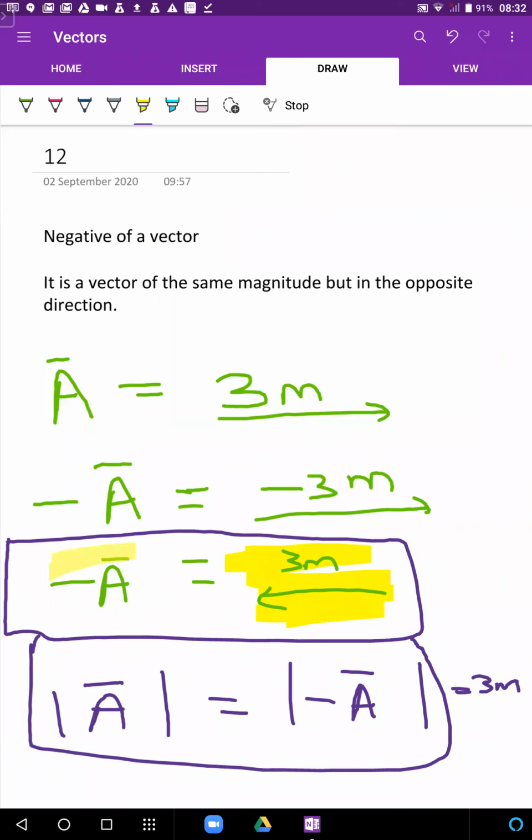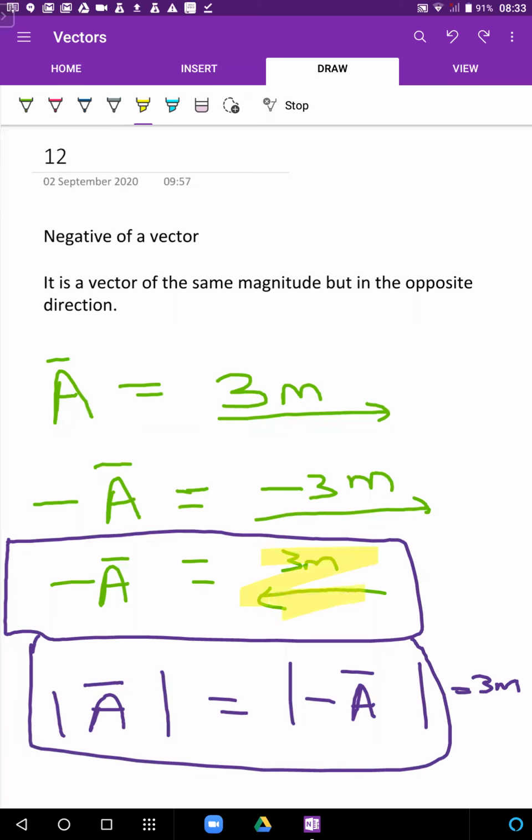So what have we got over here? Minus a bar is very similar to a bar. In fact, it has the same magnitude as a bar. The only difference is that the direction got reversed. So a minus sign only reverses the direction. It just makes the direction opposite and nothing else. That's what a minus sign does.